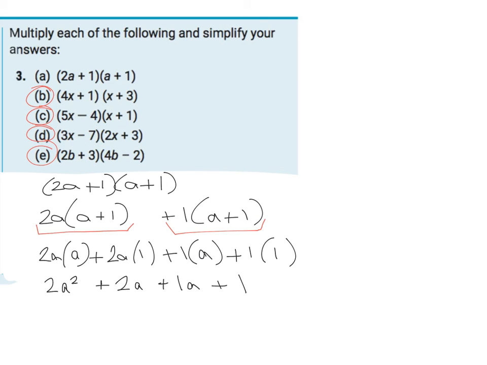Can then collect terms together. And my answer is 2A squared plus 3A plus 1. So you're going to try B, C, D, E the very same way. Don't skip any steps. Just keep sticking to your same steps and remembering that you're splitting the first, repeating the second. Okay? So split the first, repeat the second.